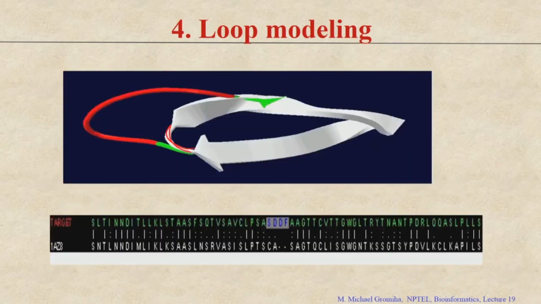If you take the template and your target, you may see longer loops in the target. You can see this region here, the target has a longer loop than the one in your template. So, in this case you need to model these loops and replace these residues. There are various options for loop modeling.